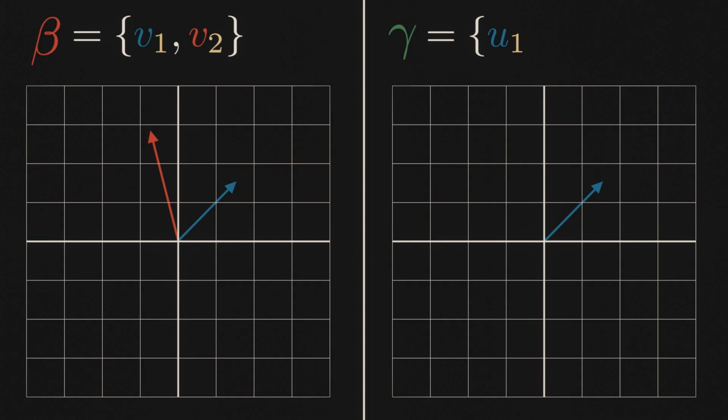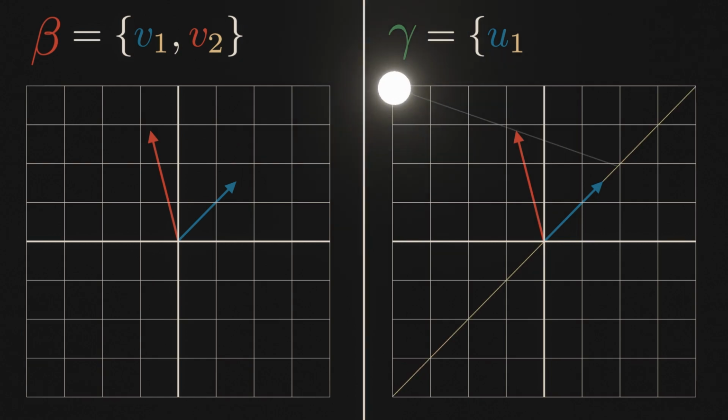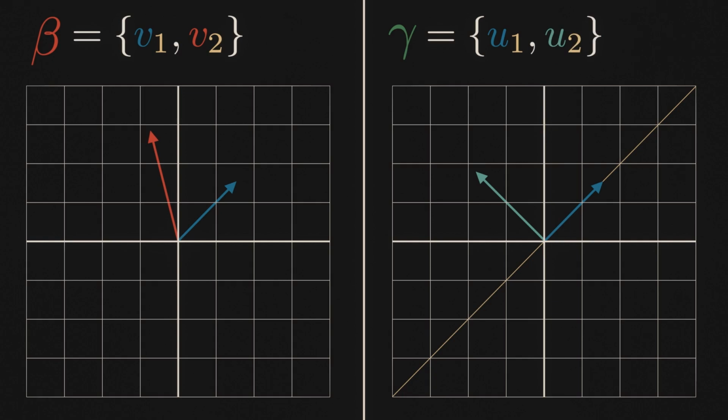Let's think about this geometrically. This is u1, and this vector here is v2. There's a component of v2 which is parallel to u1. You can think of this as the shadow of v2 onto u1, from a light that is infinitely far away. If we subtract this from v2, we will get a vector that is orthogonal to u1. This is perfect. Now, we can call that new vector u2 and add it into our new basis.